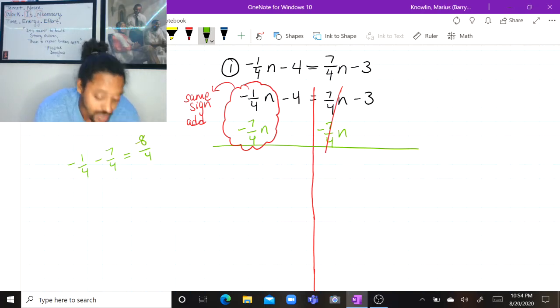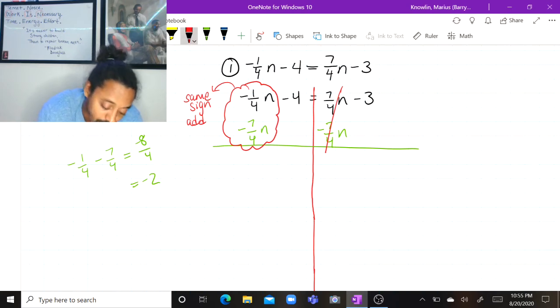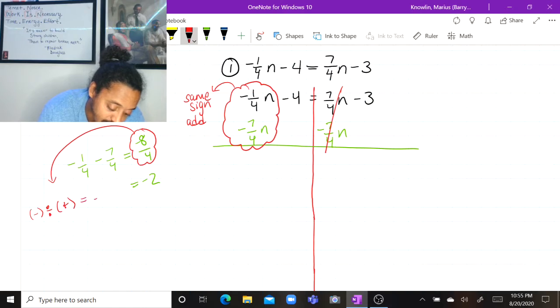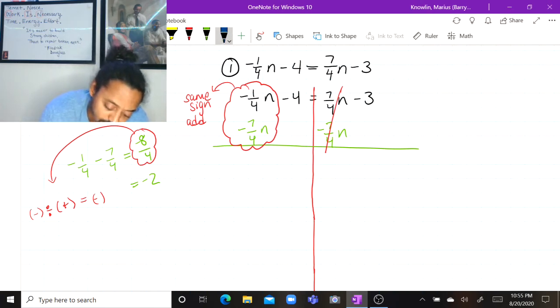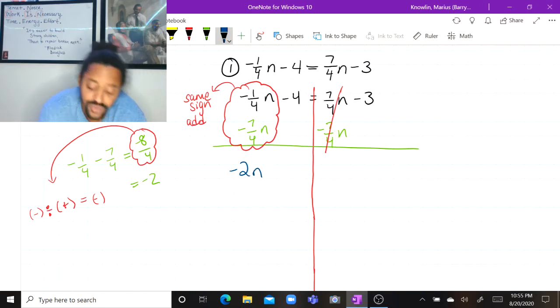So that's going to become negative 8 divided by 4, which we can simplify to be just negative 2. And remember, this is a scenario where we have a negative divided by a positive, which equals a negative, and that's why we had negative 2. So after all of that, we can come back over here. We can simply write negative 2n, remember we had the variable there, minus 4 equals, we just dropped that negative 3 down, so that's going to be negative 3 right here.